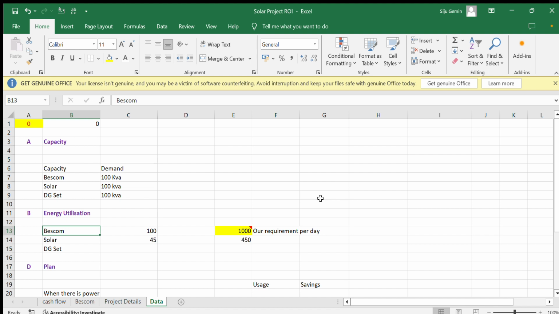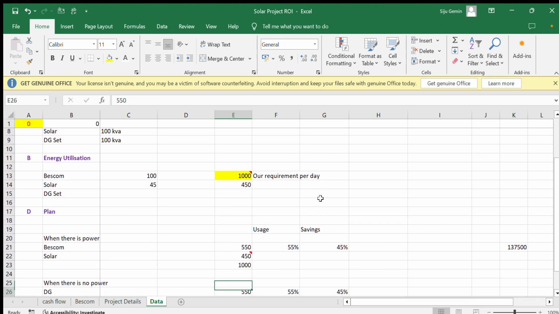A Bescom 100 kVA connection would give 1000 units per day. But when it comes to solar, on average it does not give 1000 units per day. It will give only 450 units per day, considering that due to weather conditions, cold weather and hot weather, we are taking an average of 450 units. So obviously, we need to depend on Bescom for our power requirement.